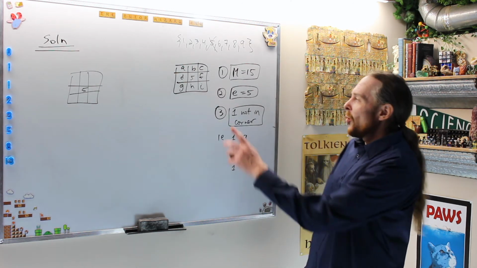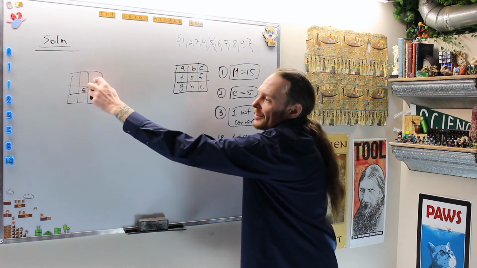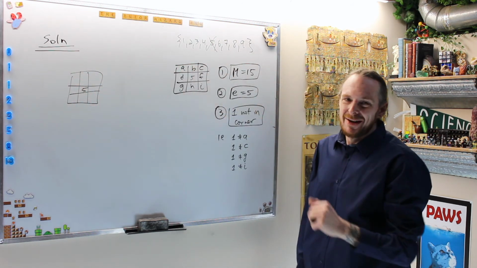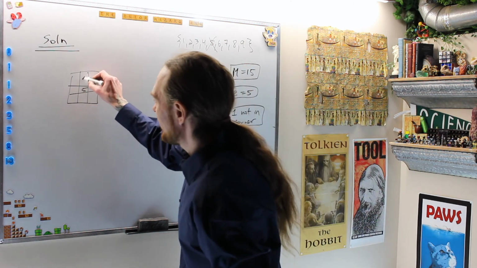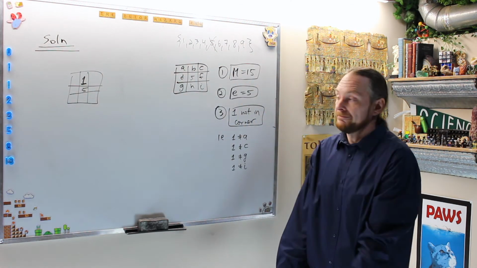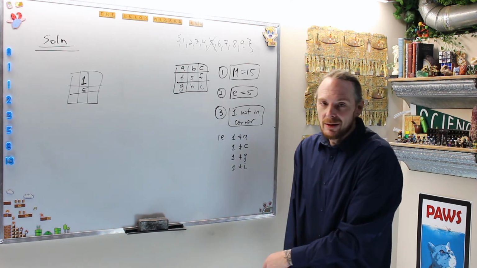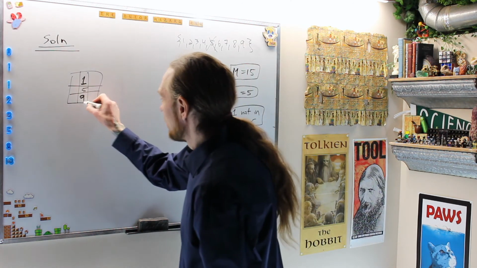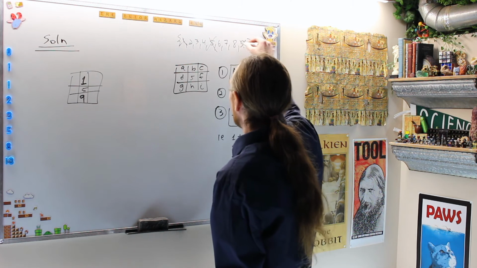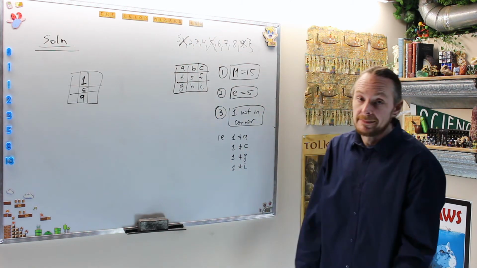Step 2, I know 1 can't go in any of the corners. So without loss of generality, I'm going to put 1 in the top center square. Step 3, 9 has to go opposite 1 now. Now I've just used those guys.